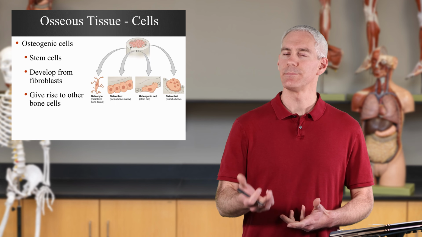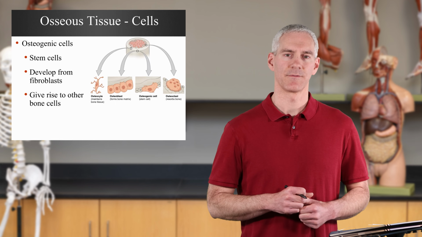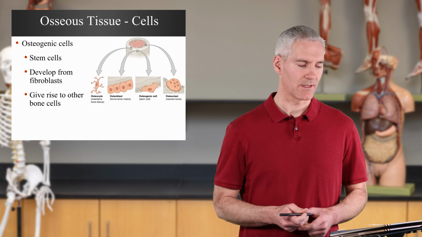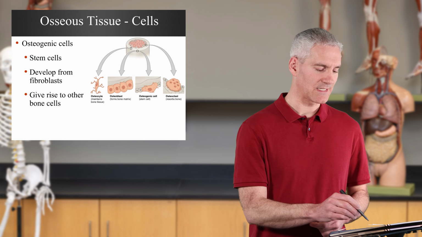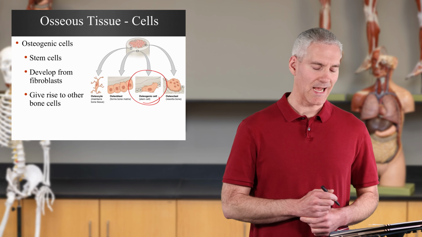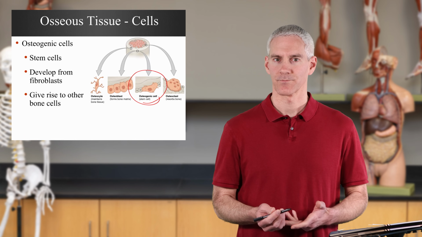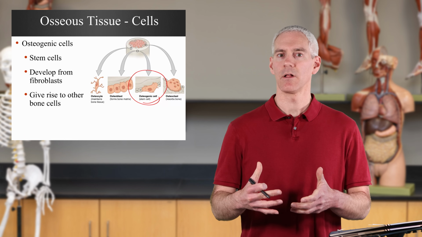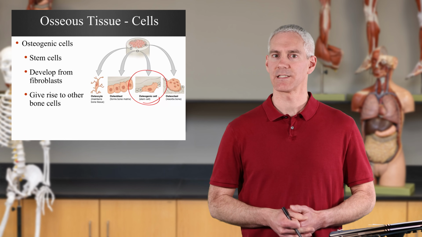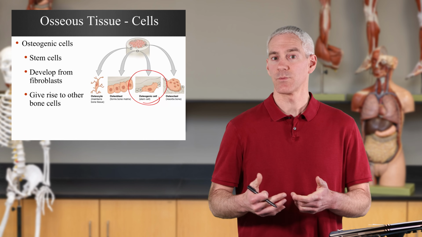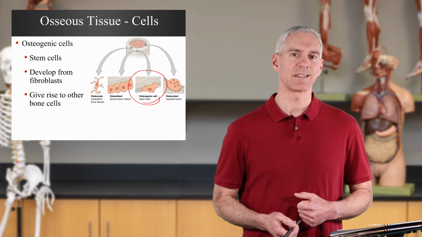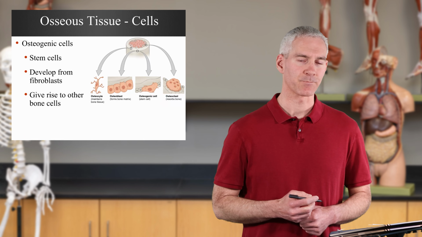Osseous tissue is made up of several different types of cells. Now, these osteogenic cells, we're going to start the discussion with the stem cell, this osteogenic stem cell. Basically, the osteogenic stem cell is going to give rise to the other osseous tissue cells. It's what creates the cells that make the actual matrix, that create this calcified matrix.